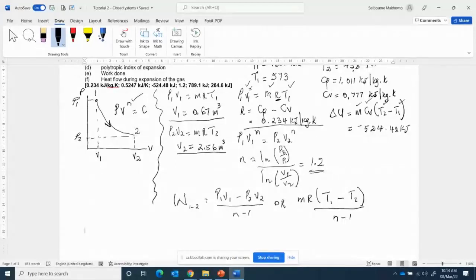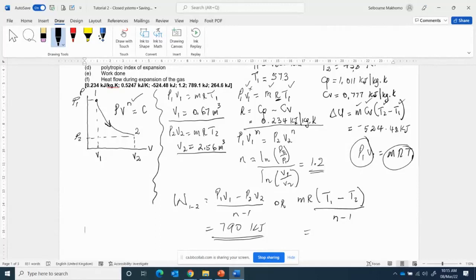So when you substitute all the values, your work done is 790 kilojoules, because now you have everything. When you have time, plug all those values here, see if you will get the same answer as when you use mRT. You should get the same answer. Why? Because P1 V1 is equal to mRT1. So instead of PV, you use mRT. So that's what we have done here.